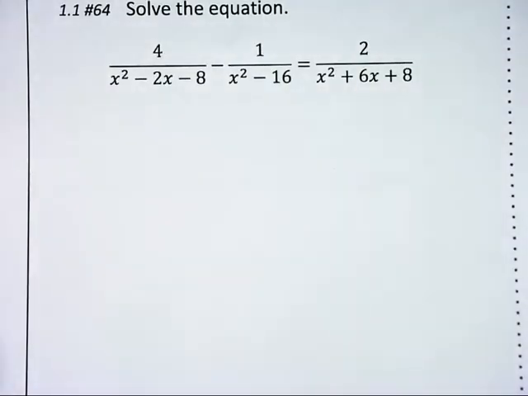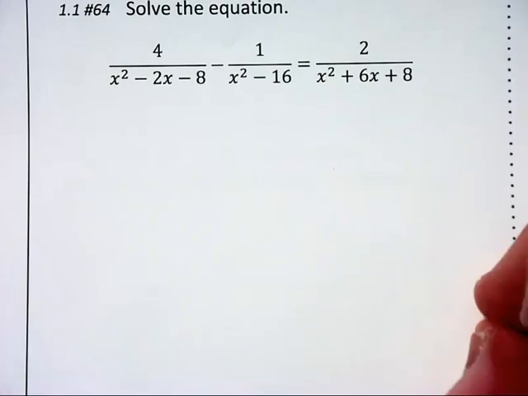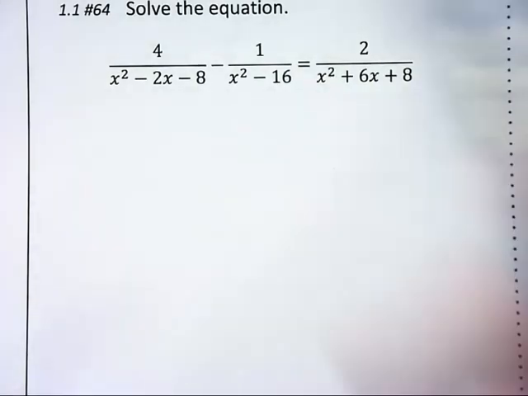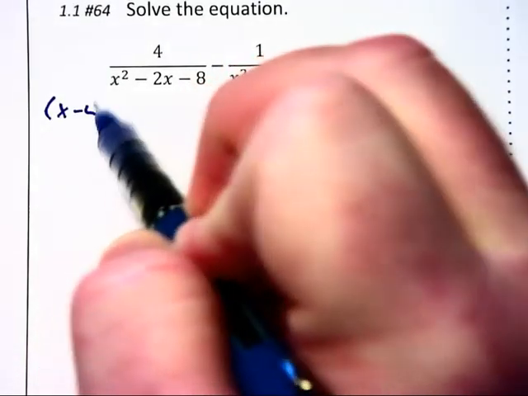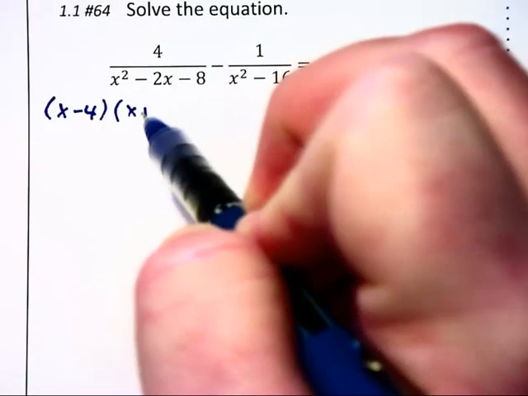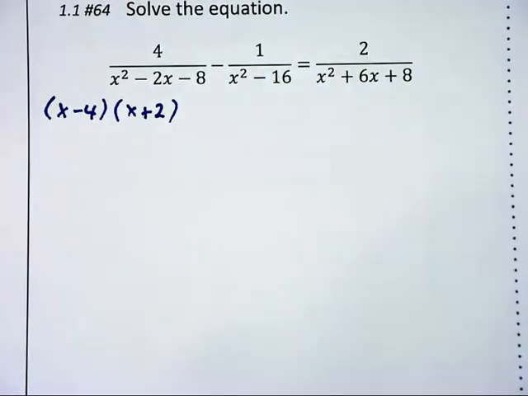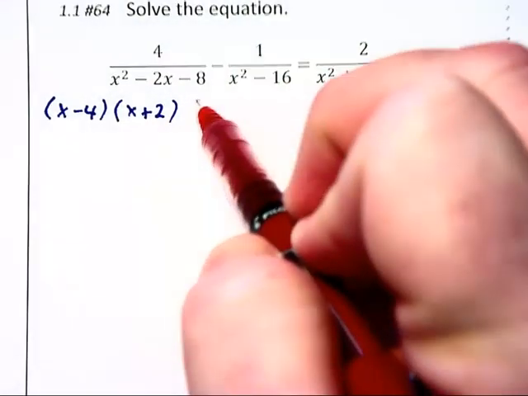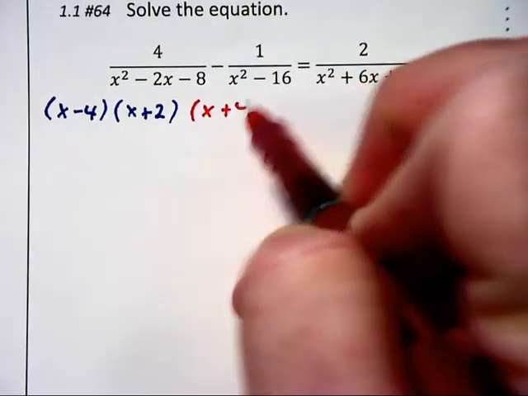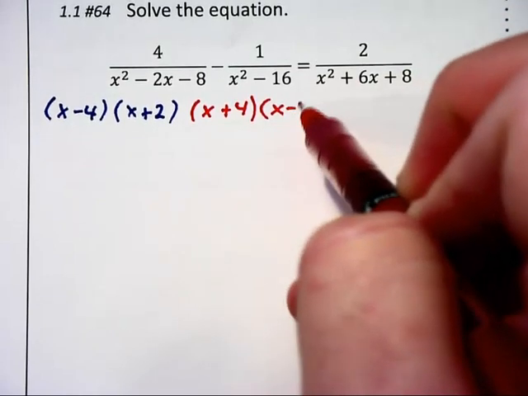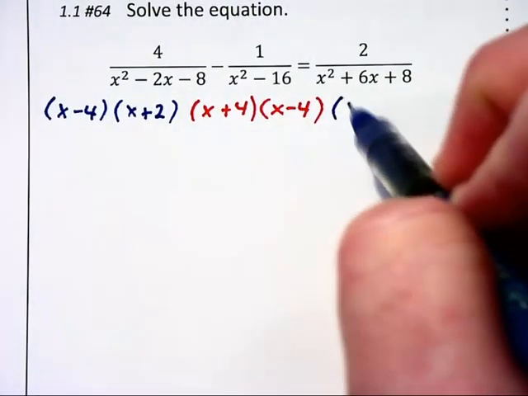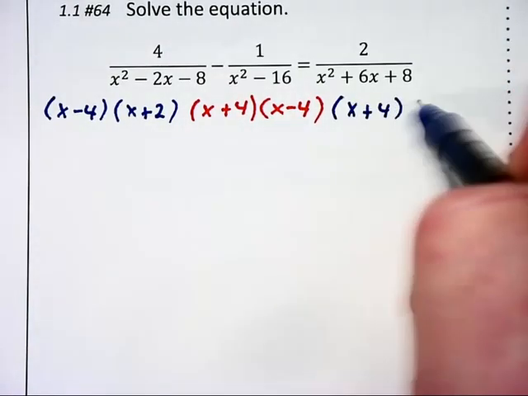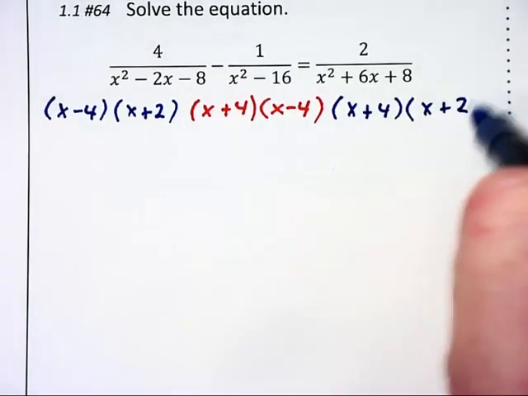In this next problem, we want to first find the denominators in factored form. The first denominator factors into x minus 4 times x plus 2. The second denominator is the difference of 2 squares and factors into x plus 4 times x minus 4. And the third denominator factors into x plus 4 times x plus 2.